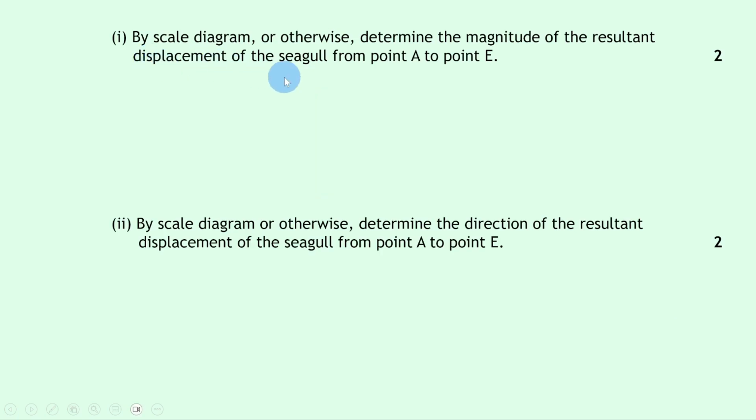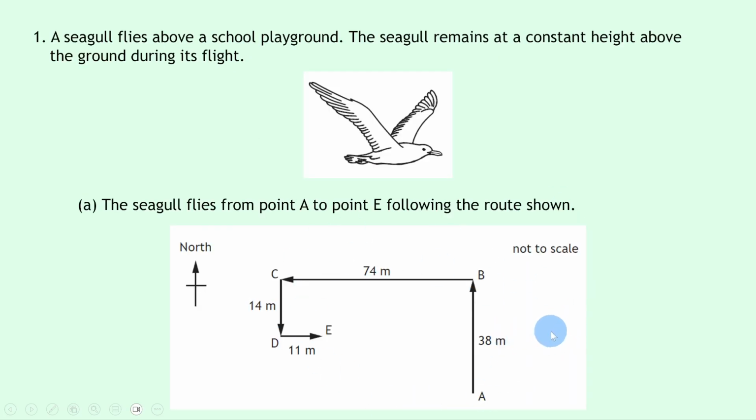Part 1 says by scale diagram or otherwise determine the magnitude of the resultant displacement of the seagull from point A to point E, and there's 2 marks available here. Well, we want to use either the scale diagram or calculation method here, and I'm going to use the calculation method. Now looking back at our diagram, I'm going to draw a sketch so that we have a right angled triangle in order to do the calculation method and use Pythagoras.